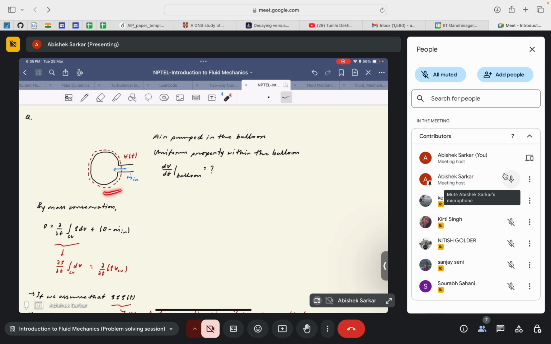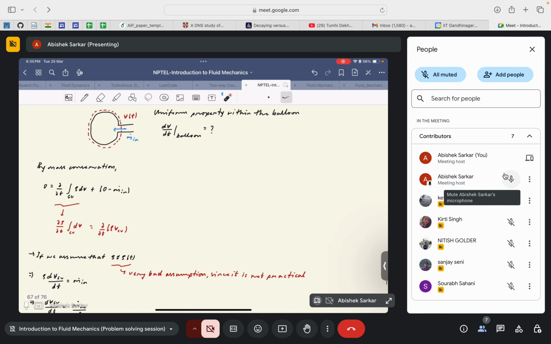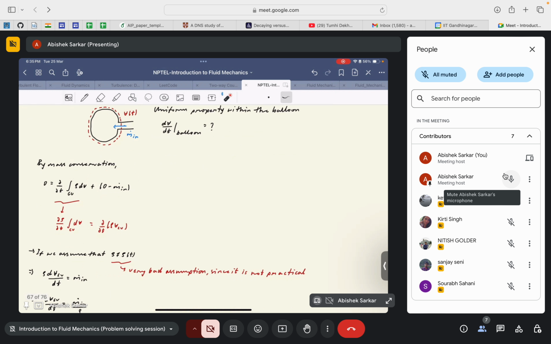In this case, we take the control volume as the outer surface of the balloon, and then we apply the mass conservation.